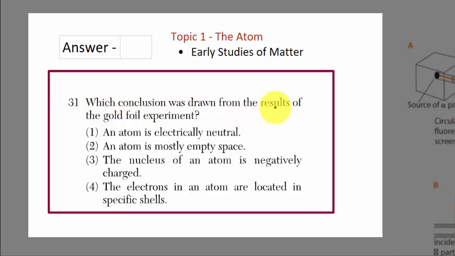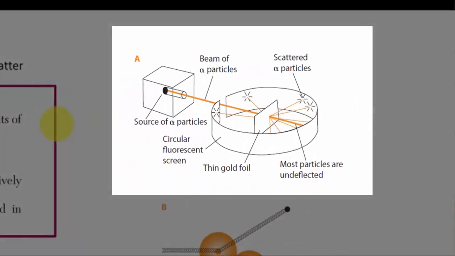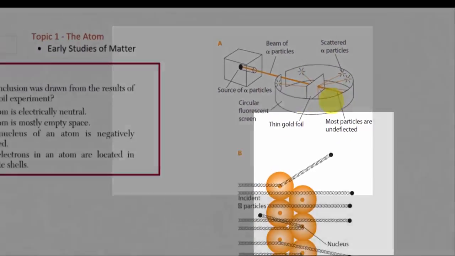Which conclusion was drawn from the results of the gold foil experiment? Recall that the gold foil experiment was one of many of the early studies that helped us understand the structure of the atom. In this experiment, Ernest Rutherford and his team fired alpha particles through gold foil, and they tracked the scattering pattern of the alpha particles as they traversed through the gold foil.